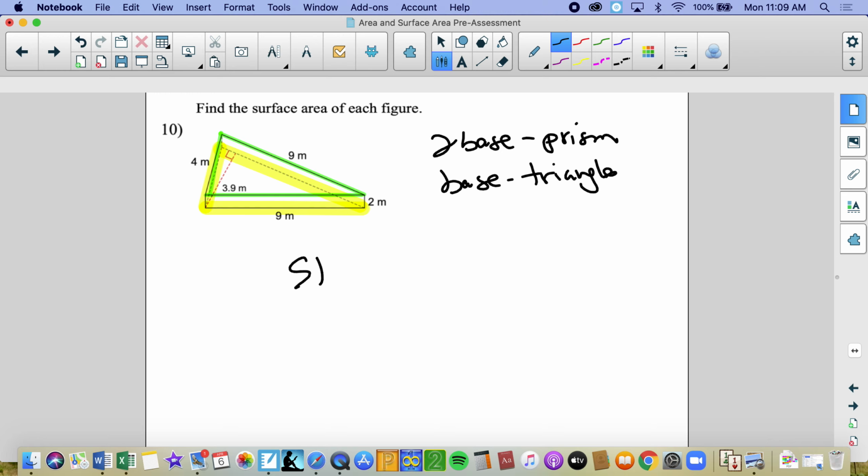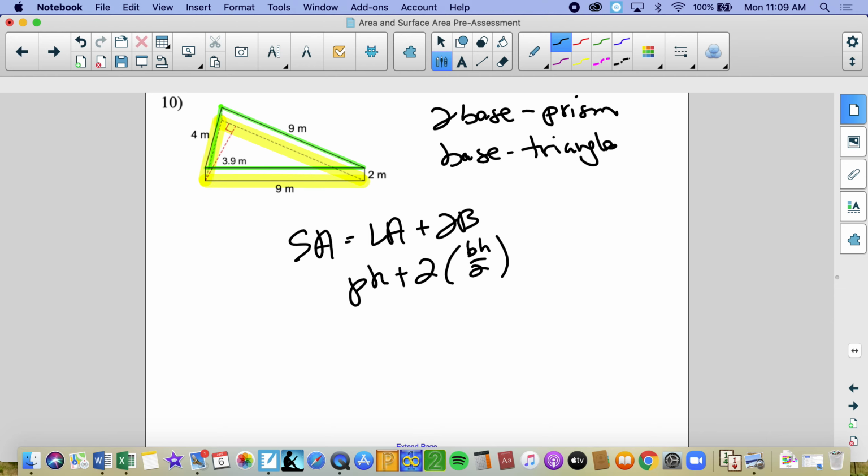Since it's a prism, surface area is always going to be lateral area plus 2 times your base area. Lateral area is always going to be the perimeter times the height plus 2 times the base shape. My base shape is a triangle. So the formula for a triangle is base times height divided by 2. All right, perimeter. What's the distance around my base? The distance around my base is 9 meters, 4 meters, and then 9 meters. So my perimeter is 9 meters plus 4 meters plus 9 meters.